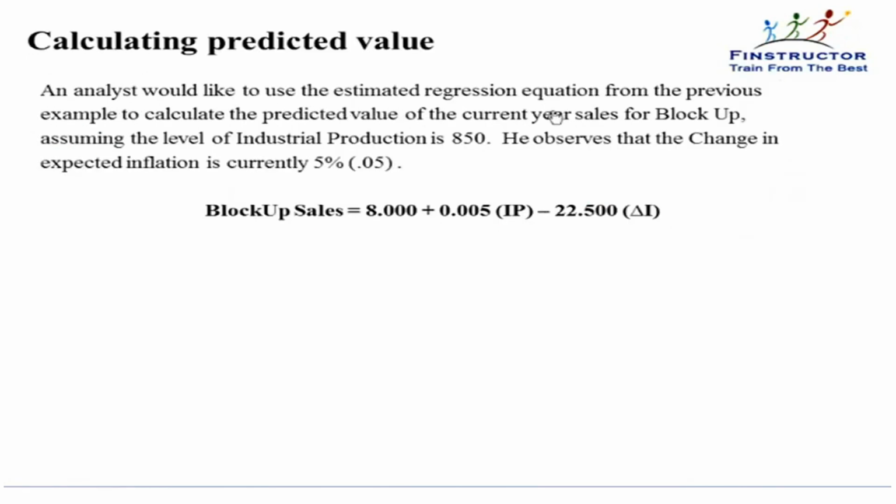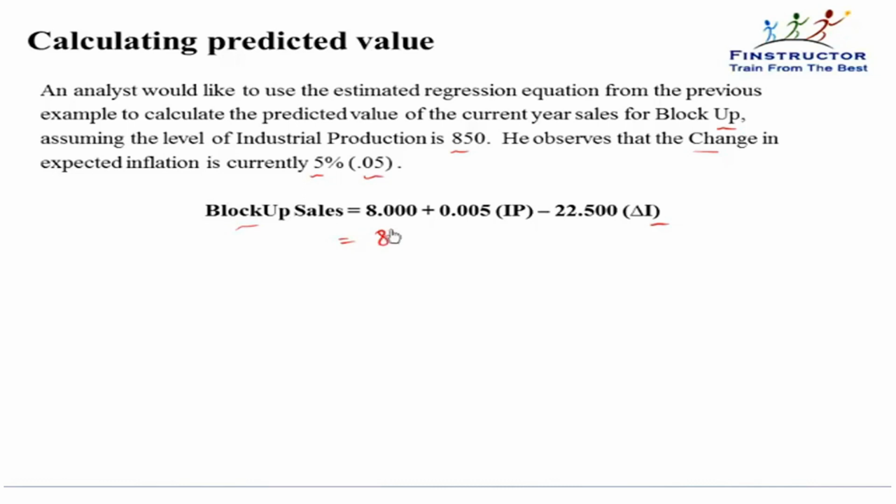An analyst would like to use the estimated regression equation from the previous example to calculate the predicted value of the current year's sales for block up. Assuming the level of industrial production is 850, he observes that the change in expected inflation is currently 5%. This is inputted in decimals, so we'll enter 0.05. The regression equation is the same as what we had derived. So compute the level of block up sales.